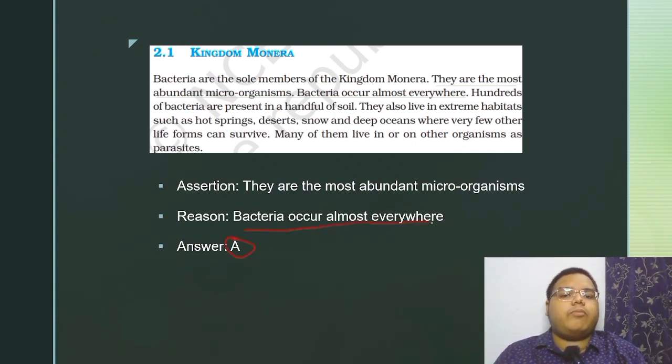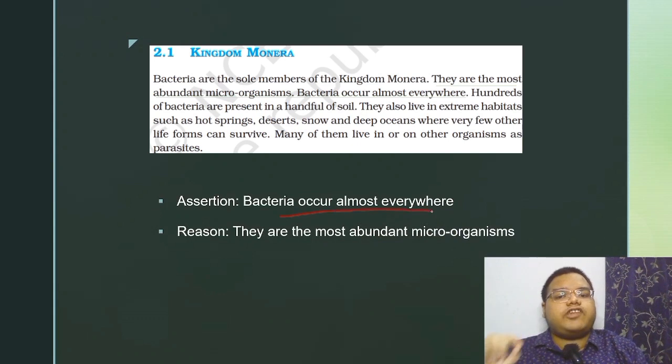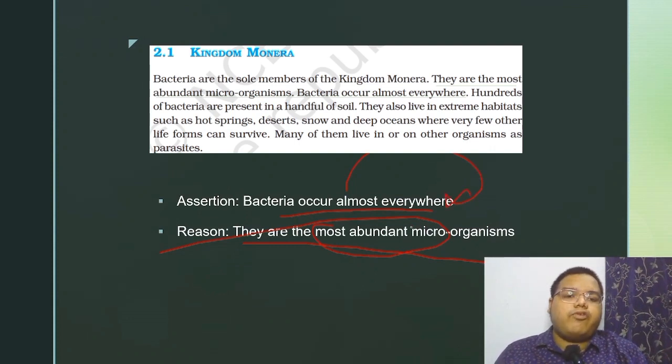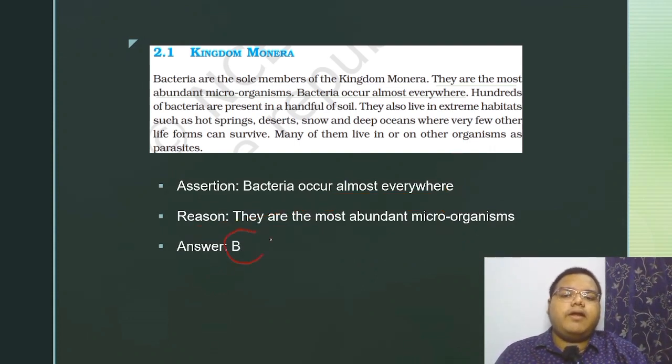Because bacteria occur almost everywhere, they have been given the title of most abundant microorganism. But if it was like this, bacteria occur almost everywhere, they are the most abundant microorganism, then no, they don't occur everywhere because they have the title of most abundant microorganism. They occur everywhere, so they are called the most abundant microorganism. So here the answer will be option number B.